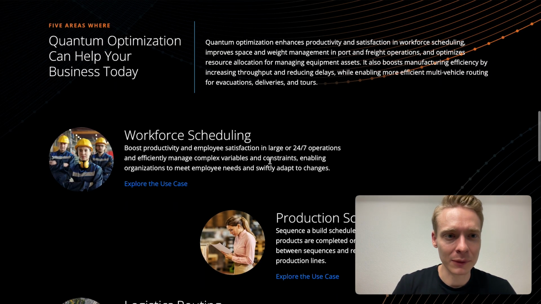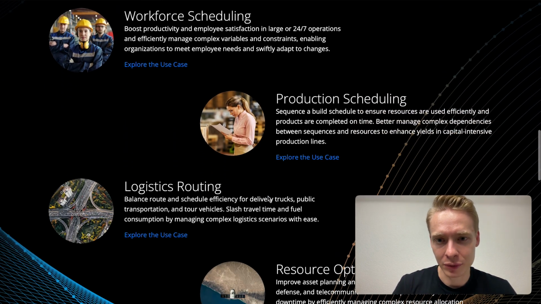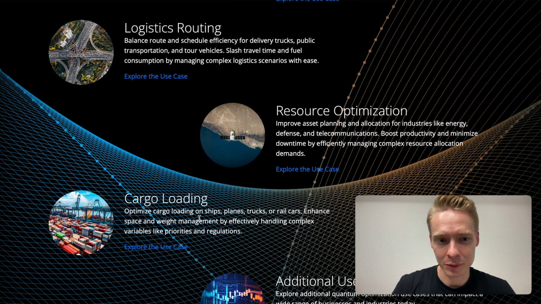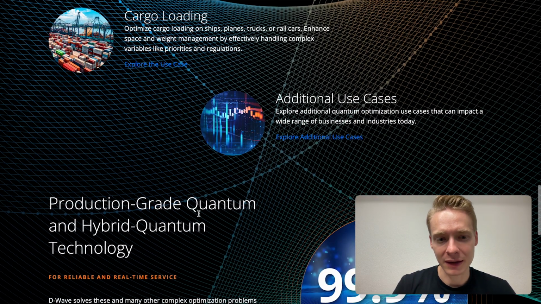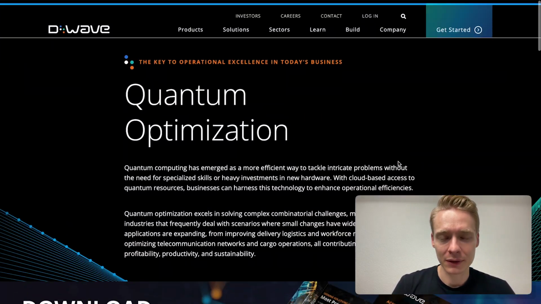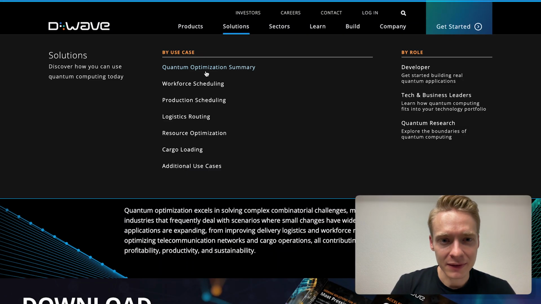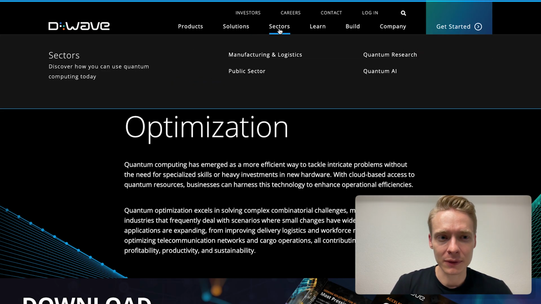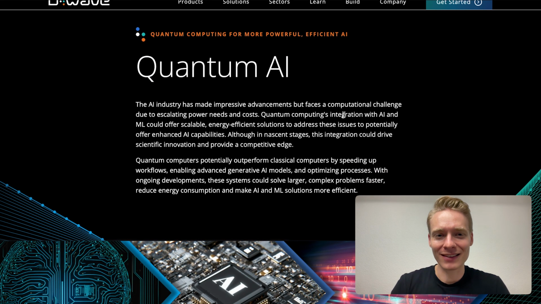Okay, and then here I guess we see again workforce scheduling, product scheduling, logistics routing, resource optimization, cargo loading. Additional use cases are available. And then again, 99.9% uptime and availability on their cloud solution. Besides that, there are use cases or deep dives into these different use cases. Then you also see something here about the sectors. So you have the manufacturing and logistics sector, public sector, quantum research sector, and quantum AI sector. Let's hop into the quantum AI sector. This is probably the trendiest one to look at right now.